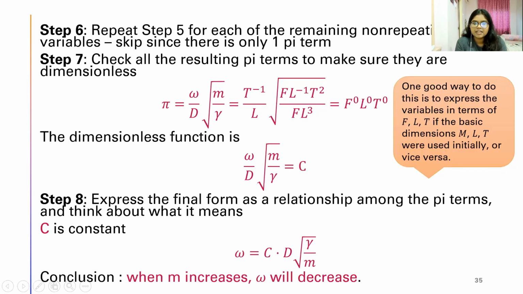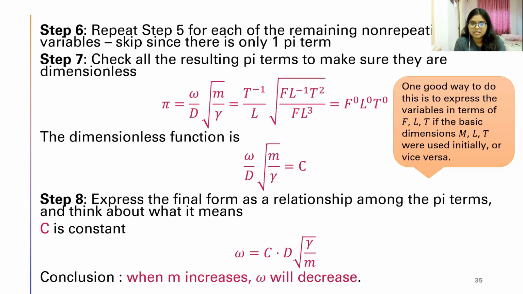Step 6. Repeat step 5 for each of the remaining non-repeating variables. Since we have one pi term only, we can skip this. Step 7. Check all the resulting pi terms to make sure they are dimensionless. One good way to do this is to express the variables in terms of capital letters F, L, and T if the basic dimensions M, L, T were initially used, or vice versa. So when we check it, we get F to the power of 0, L to the power of 0, and T to the power of 0.